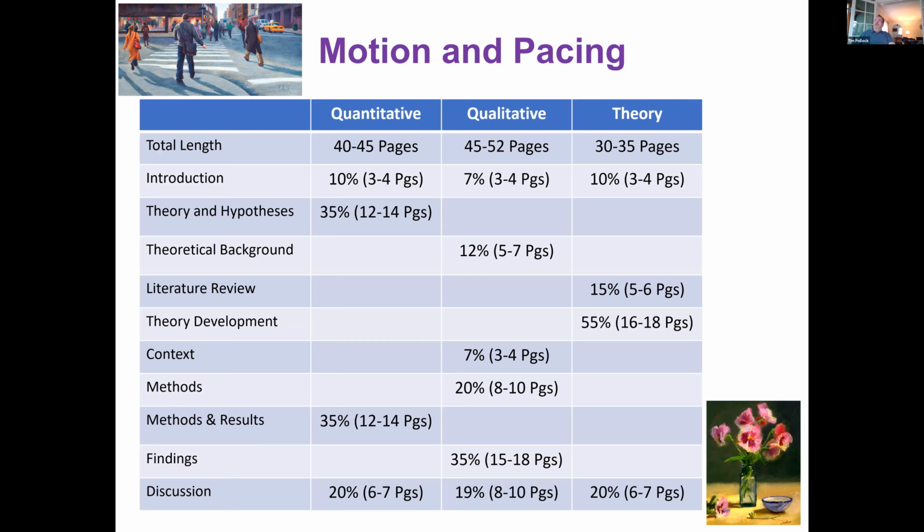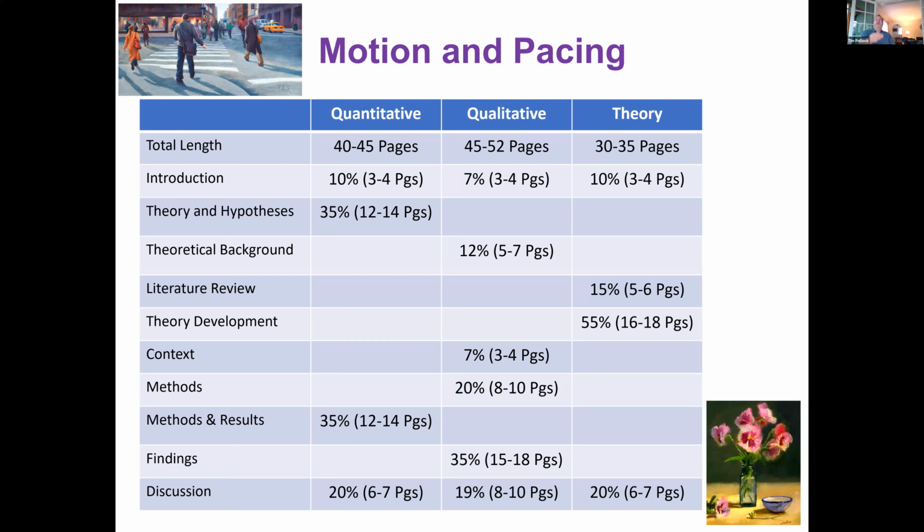So I put together this table, which is also in my book. These are rules of thumb, and different fields have different rules of thumb. In our journals, in general, these are the typical lengths that we see, excluding abstracts, references, figures and so forth, for the body of a paper. A quantitative paper is typically 40 to 45 pages. Qualitative papers are typically 20 to 30% longer, so 45 to 52 pages, and theory papers are typically 30 to 35 pages or shorter.